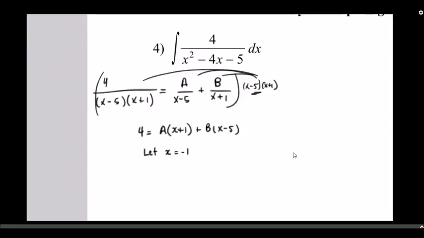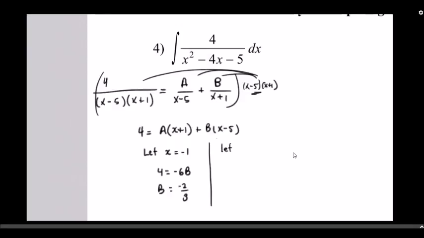So if I let x equal -1 in for both of these x's, the equation now becomes 4 equals, and then -1 here, minus 5 is -6, so -6b, which means that b equals -4/6 or -2/3.